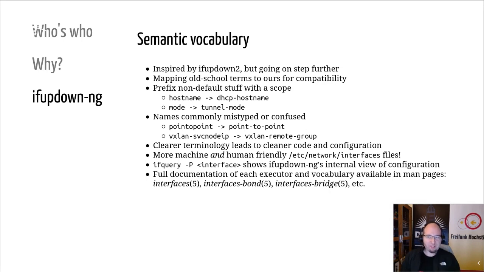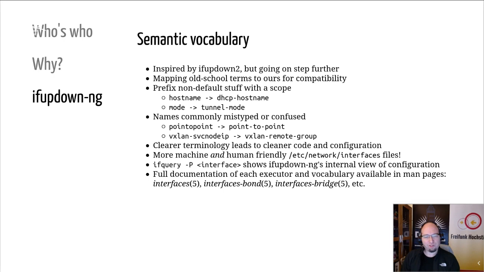Stuff which is commonly mistyped, like the point-to-point IP address, got a new name. The old one obviously works too. And the VXLAN service node IP, I guess it's called in ifupdown2, is called VXLAN remote group, for example, because it's a multicast group. So the idea is that clearer terminology leads to cleaner code and configuration files, and thereby keeping /etc/network/interfaces friendly to read for humans and for computers.